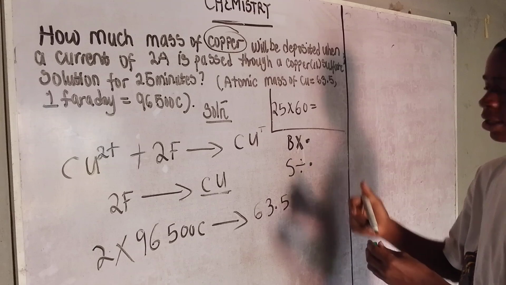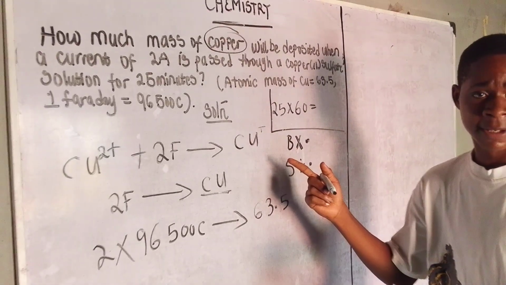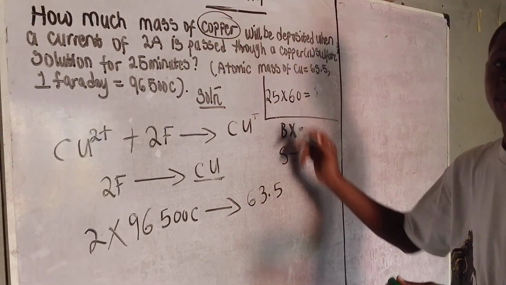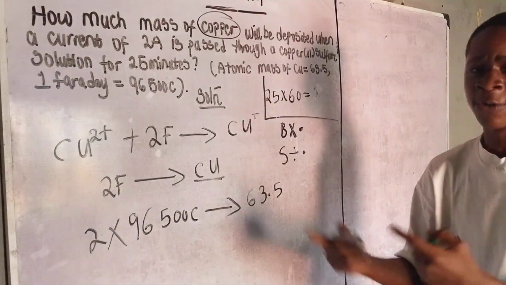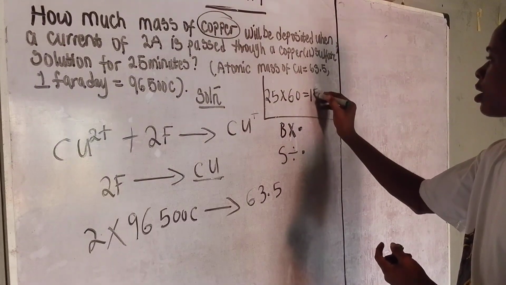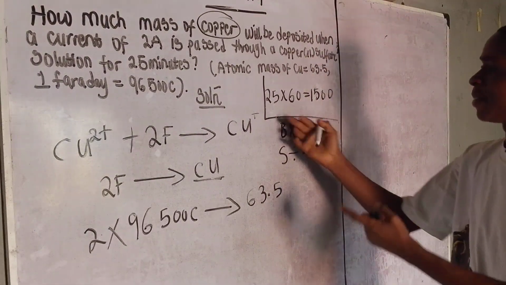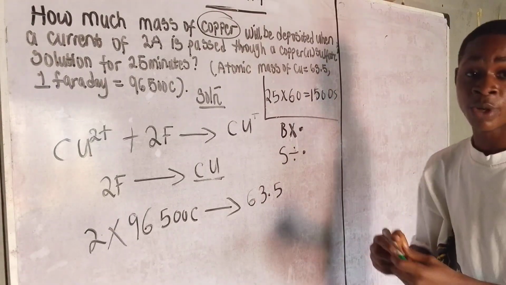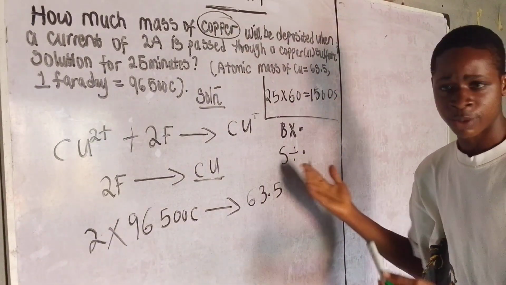So 25 times 60. Punch your calculator quickly, or if you are smart enough, solve it and give me the answer. Alright, my answer is 1,500. So that means that 25 minutes is 1,500 seconds. That is a simple way to convert. Do not forget this because it's going to be helpful.